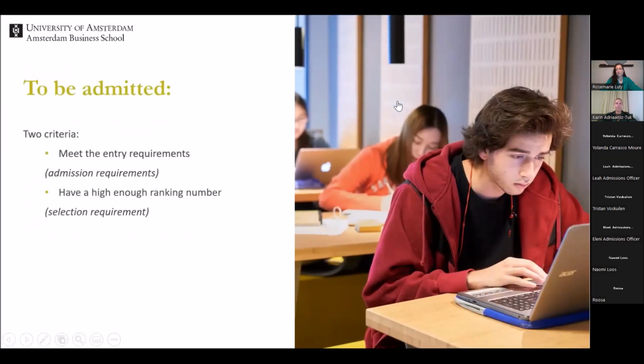So the admissions process. Before you can be admitted to the Bachelor BA program, you need to meet two criteria. First, you need to meet the entry requirements, so the admissions requirements, such as English proficiency and mathematics, etc. And second, you need to have a high enough ranking number after the selection test, which Rosemarie will explain later on.